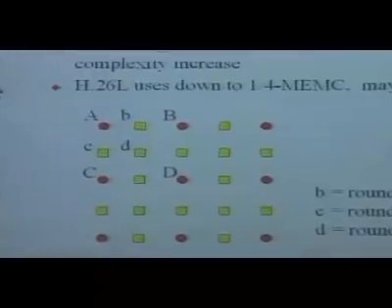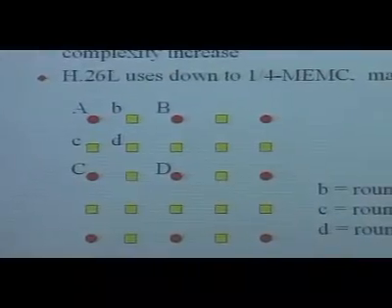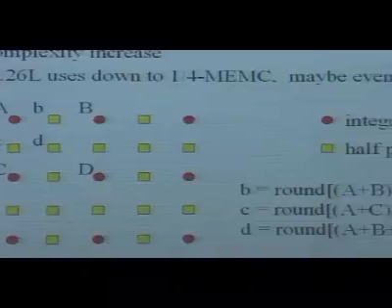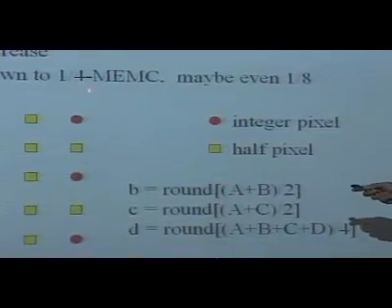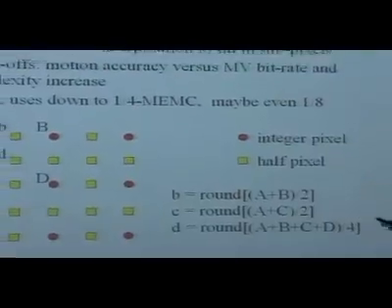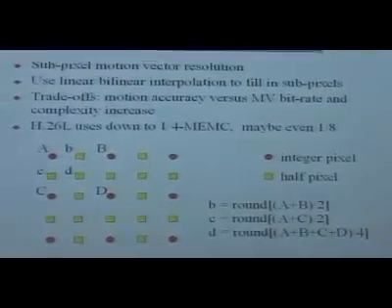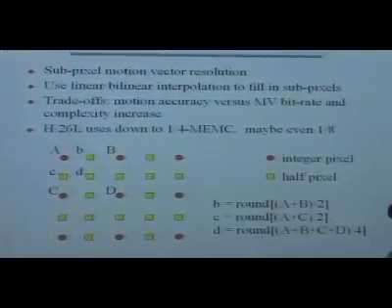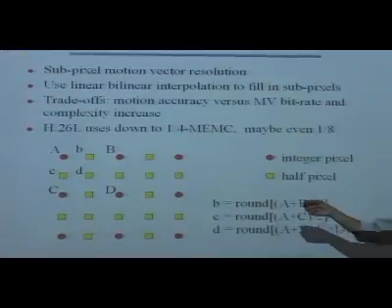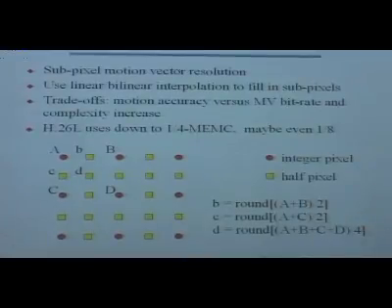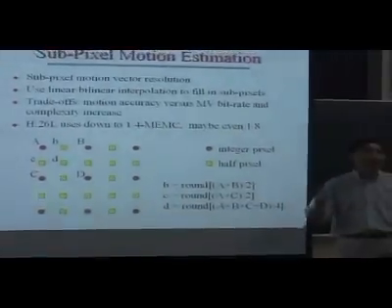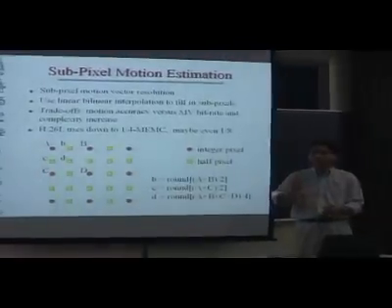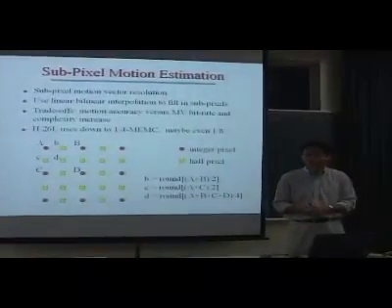That means you can have vectors like 1.5 and 3.5. And when you step down to quarter pixel motion estimation, you allow your motion vectors to have values like 1.25, 3.75, and so on. Now, the next step is how to fill in the blank. What do you mean by an object moving 1.5 pixels away?